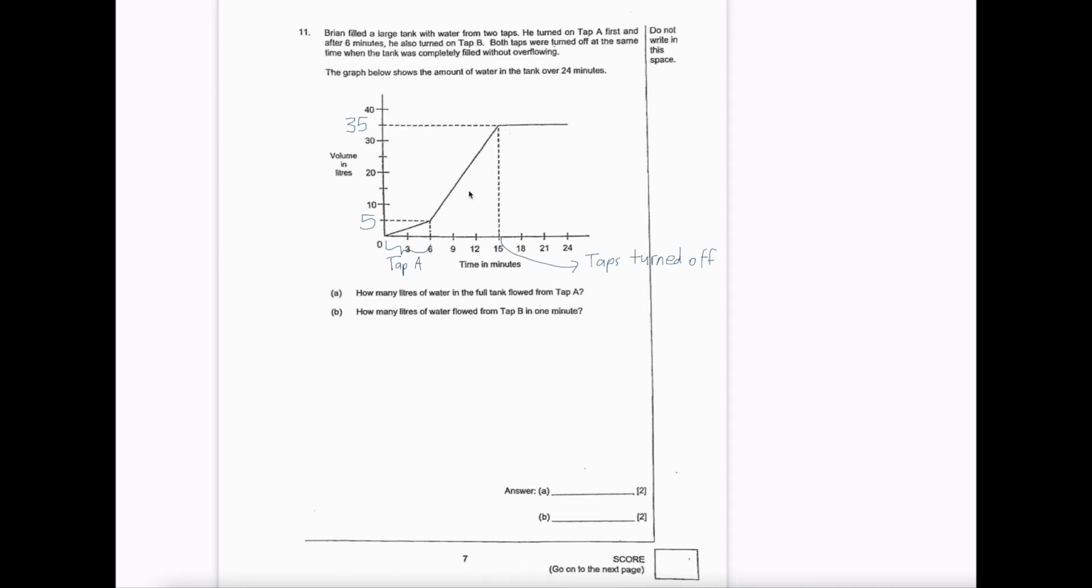Let's slowly do it. For tap A, 6 minutes gave me 5 liters. How much is 1 minute? 1 minute would just be 5 over 6 liters. So the rate of tap A is 5 over 6 liter per minute.